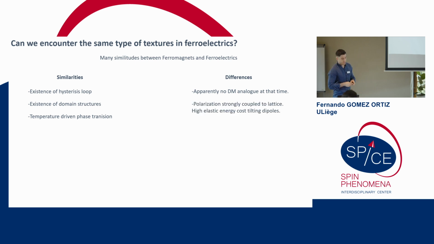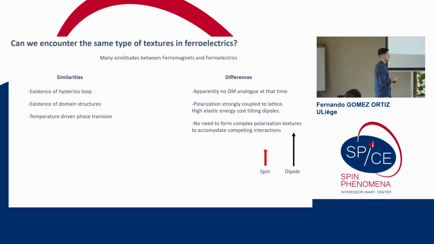The second discrepancy is that the polarization is strongly coupled to the lattice distortion. Therefore, if we want to cant neighboring dipoles, we have to pay a high elastic cost. And the third discrepancy, and maybe the most obvious one, is that the spin is a quantized quantity that you cannot get rid of, but the polarization is not. So if you stress the system and oblige it to present a very exotic polarization texture, the system can say, okay, I depolarize, and that's all.